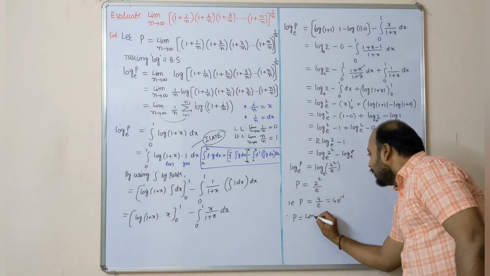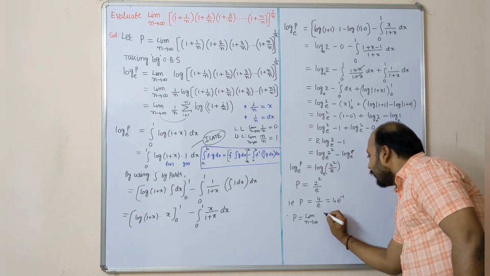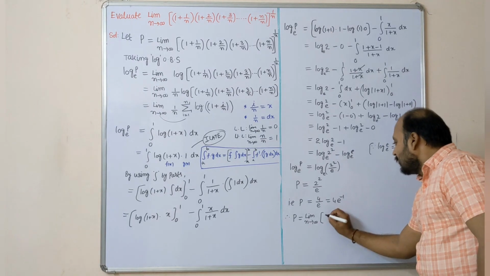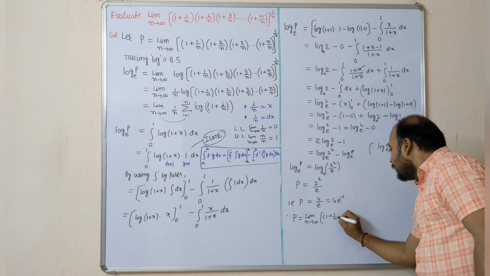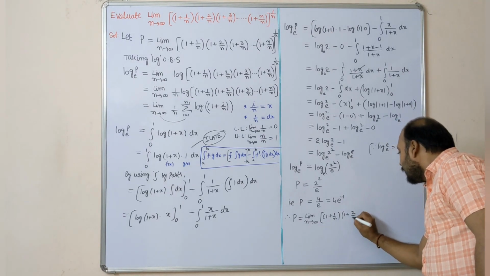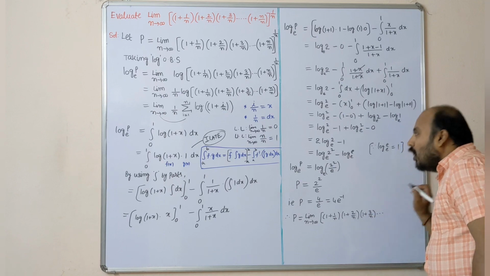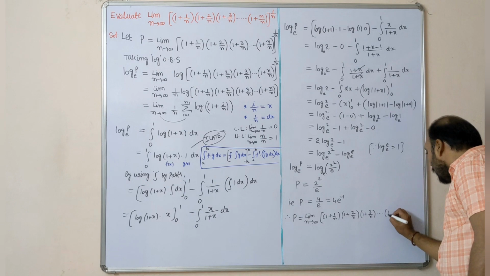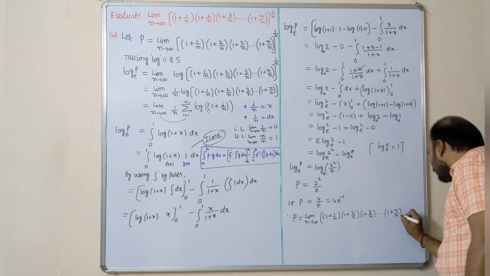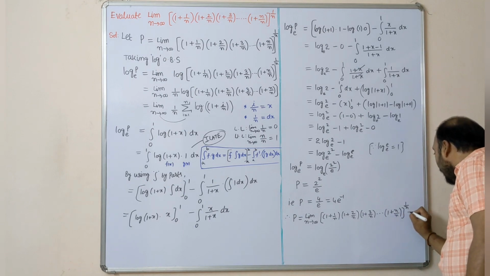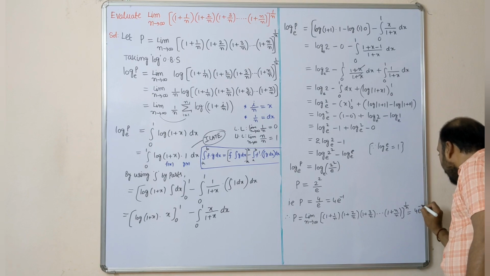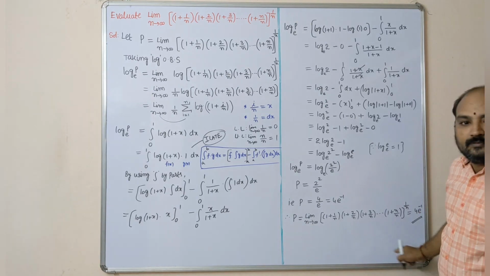Limit n tends to infinity, keep bracket, 1 plus 1 by n, 1 plus 2 by n, 1 plus 3 by n, and so on, 1 plus n by n, whole power 1 by n equal to 4 e power minus 1.